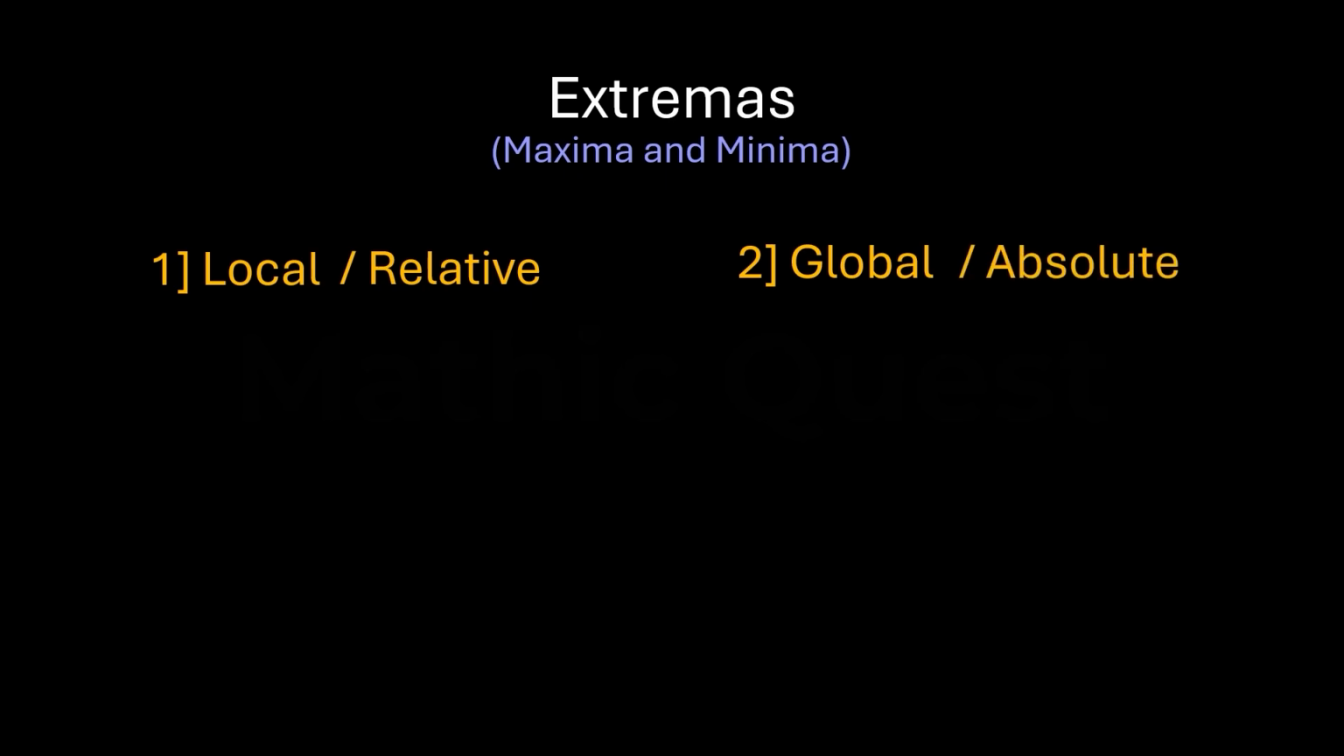Alright, the next topic is the extremas. These are the hills and valleys of the graph, and they come in two types, local and global. A local extrema is also called a relative extrema, and a global extrema is also called an absolute extrema. First, let's talk about local maximum. It is a point on the graph that is higher than all the points immediately surrounding it. Visually, it looks like the top of a hill where the function changes from increasing to decreasing.